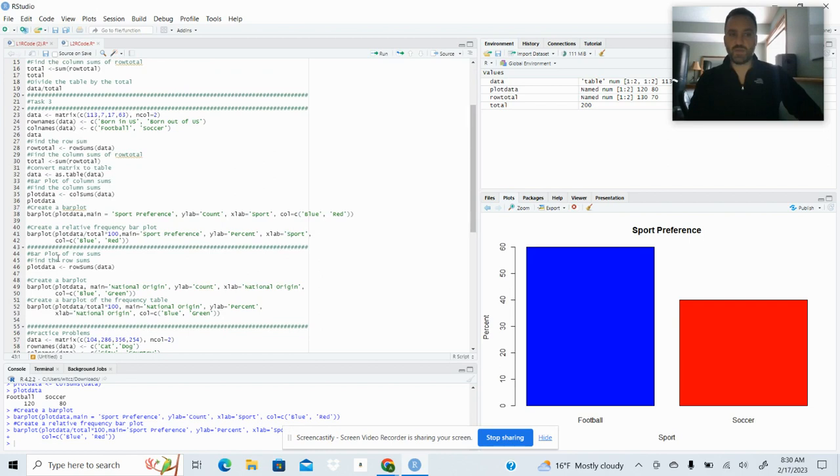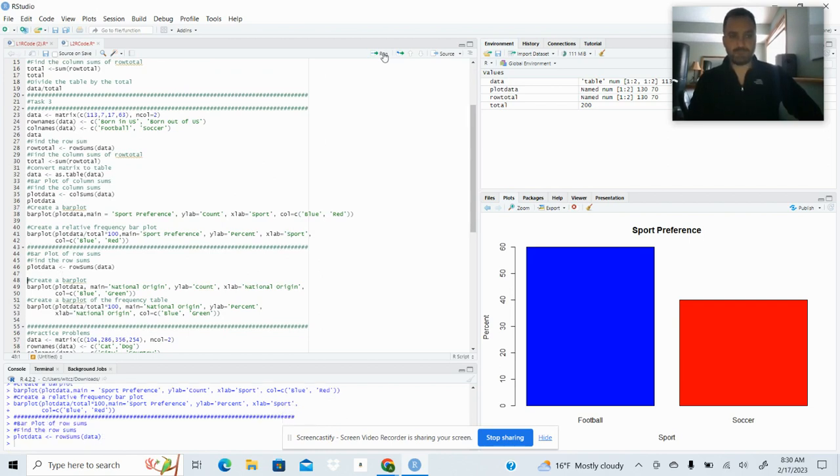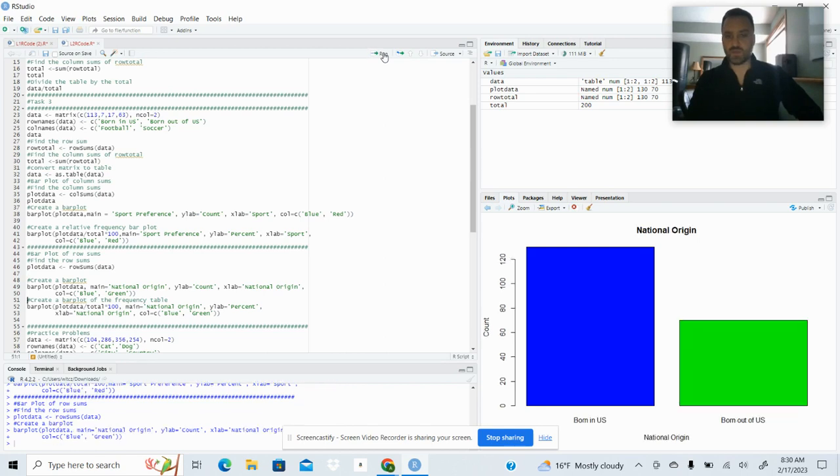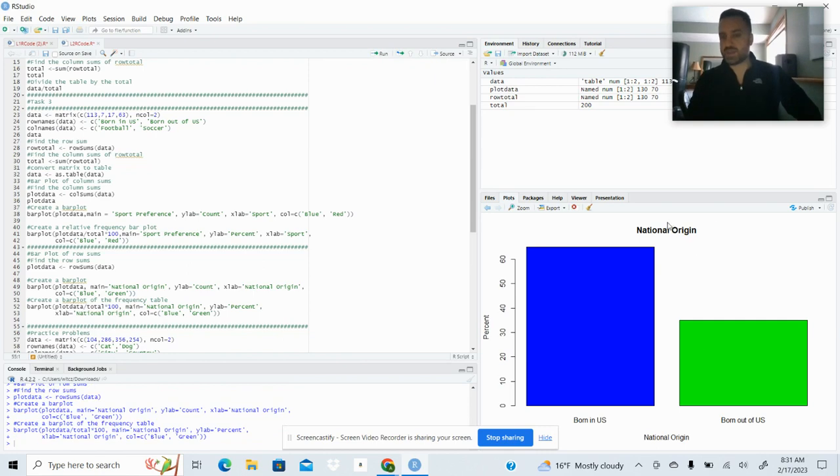And then again, we can do the row sums. So the plot data is just the row sums. And then this just becomes a count of people that were born in the US and born outside of the US. And then I can change that to a relative frequency table by dividing by the total times 100. So that just changes it to a percent. And then I did this, the national origin is born in the US or outside of the US, and then this just becomes a percent.